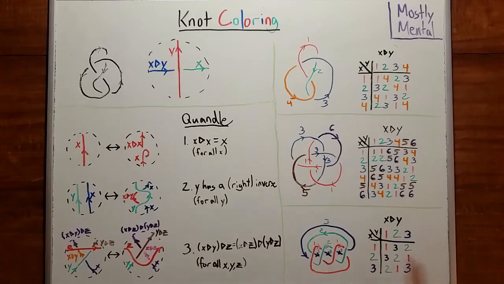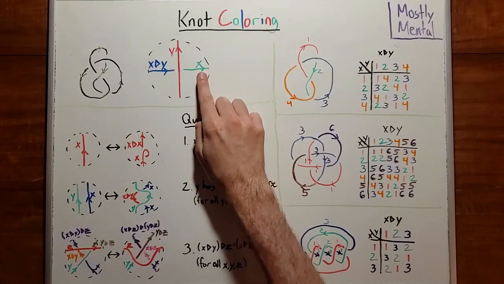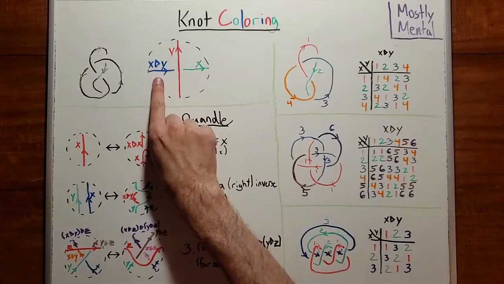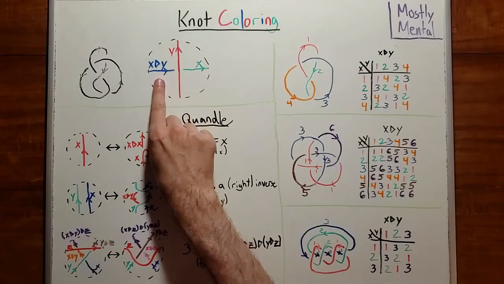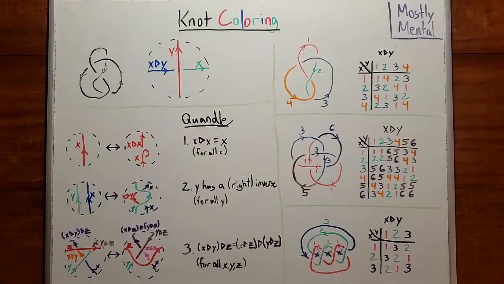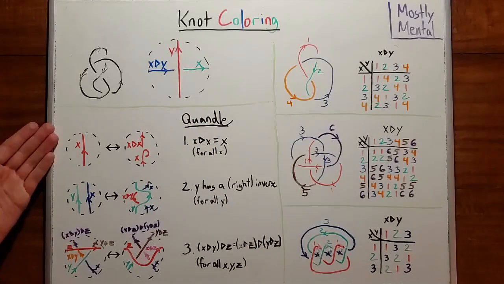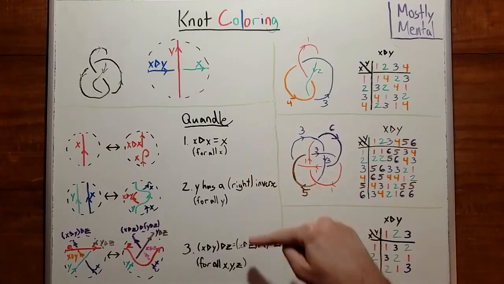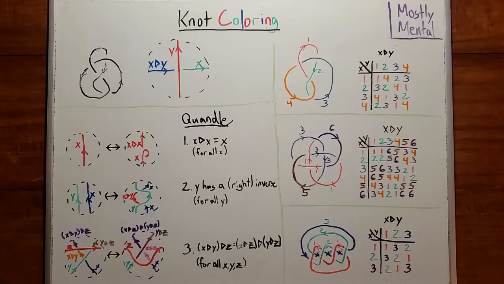Once again, we'd like the colors of two of those strands to determine the third. So if we call the color of the right strand X and the color of the top strand Y, then the color of the left strand should be some combination of X and Y, which we'll call X triangle Y. We'd also like this coloring to play nicely with the Reidemeister moves. And each of these moves will give us some constraint on this triangle operation.